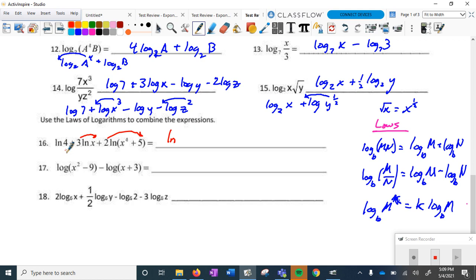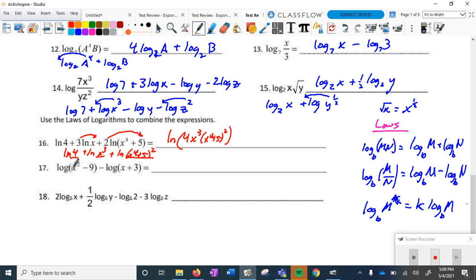So this is natural log of 4 plus natural log of x to the third plus natural log of x to the fourth plus 5 squared. We're going to take now one log and use our rule that says if you are adding, you can condense it down to just one multiplication. So 4x to the third, x to the fourth plus 5 squared. I know that looks weird, but we're condensing this all into one log where we're multiplying all of these pieces together. Okay.